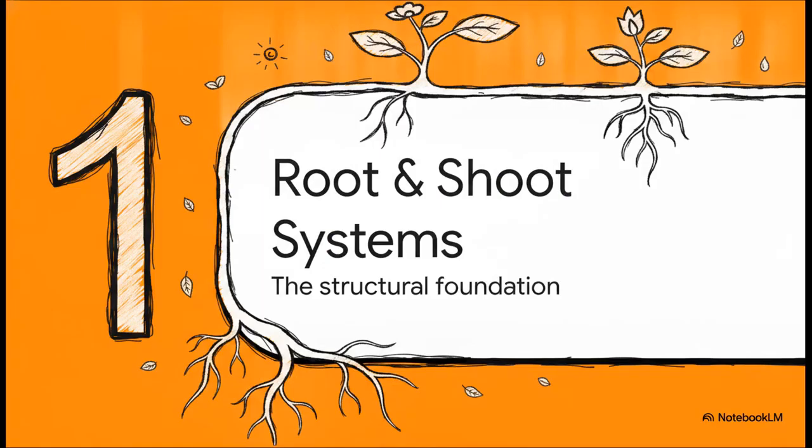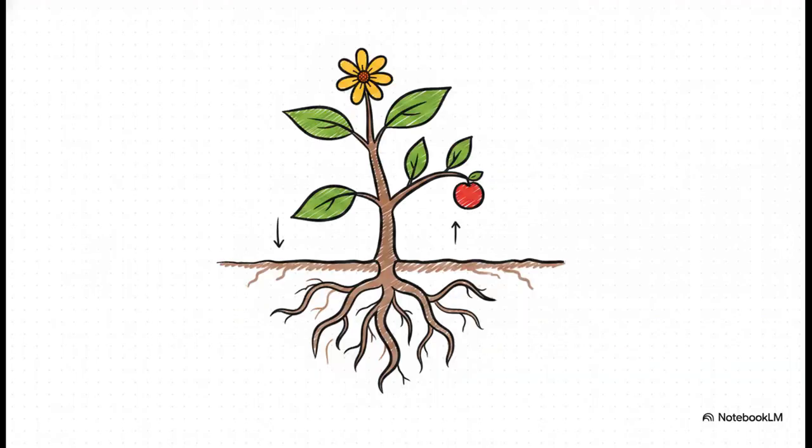Okay, let's kick things off with Section 1, the root and shoot systems. This is our structural foundation. Every plant you see is basically split into two main, let's call them, operational headquarters. First up, we have the root system. This guy grows totally under the soil, hidden from our view. But trust me, it is doing a massive amount of work. And then we have the shoot system. This is the part that grows above the soil, the part you and I interact with every single day. The shoot is a busy place. It includes the stem, leaves, buds, flowers, and fruits.